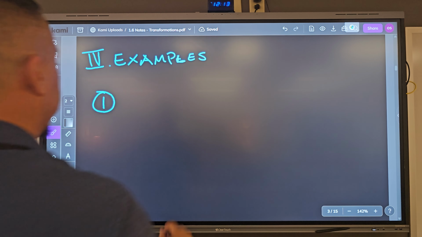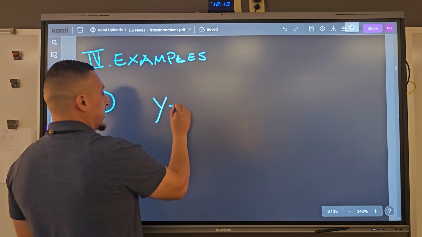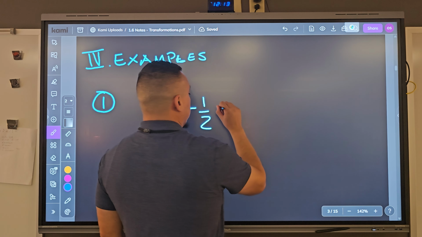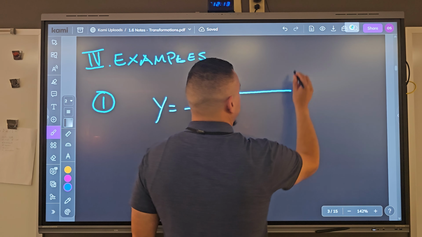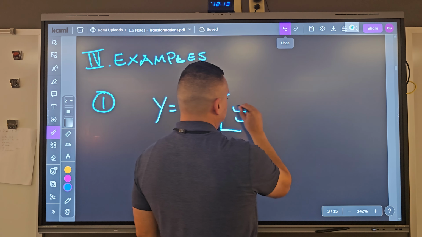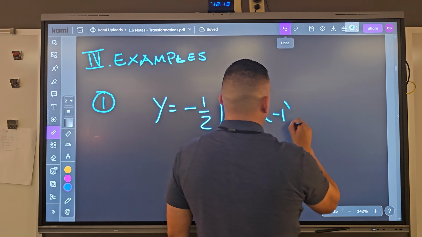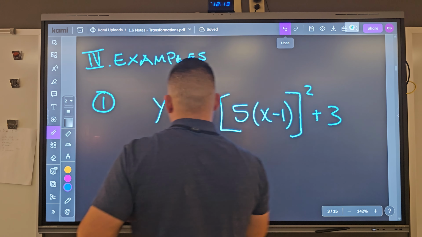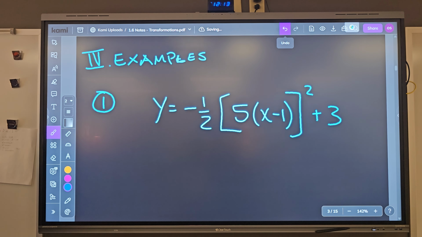Okay, so I'll do this one. Let's do y equals, so I'm just making them up as I go. Let's do square root, no, not square root, not yet. Let's do a 5x minus 1 squared plus 3. Let's do this one together, okay, and then you can do the next one.